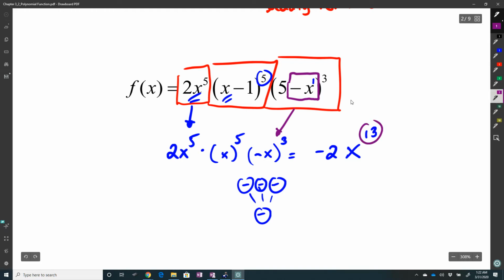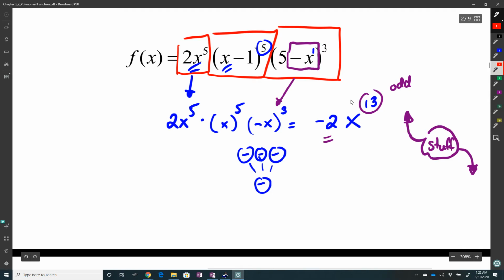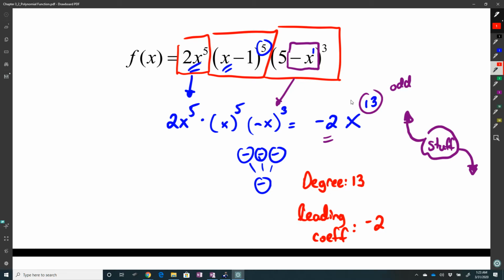Again, this is odd. That's negative, so this graph is going to look like this. A cubic because it's odd, and then flipped because it's a negative number in front. The degree is 13, and the leading coefficient is negative 2. All right, so that one's tricky.